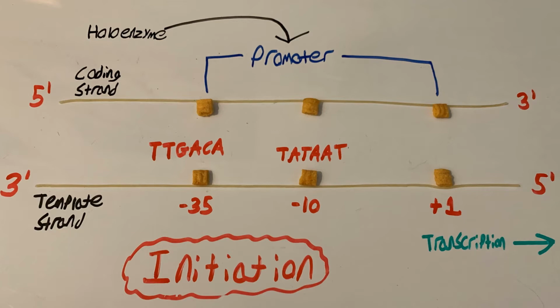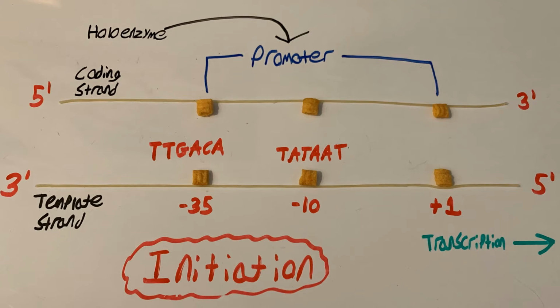When the RNA polymerase holoenzyme binds to a region, as soon as it binds, it separates the DNA into the template and the coding strand. And a side note, the template strand serves as a template for synthesis of RNA, and the coding strand is almost identical to this, except the only difference is that it has uracil bases rather than thymine bases.